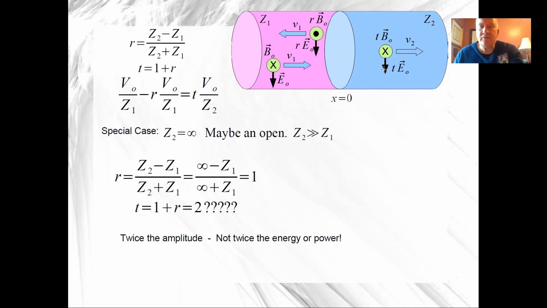By the way, if we make Z2 infinity, so we leave it open, the reflection is 1 and the transmission is 2. Don't get worried, because it's twice the amplitude, not twice the power. The amplitude of the wave is not the power.